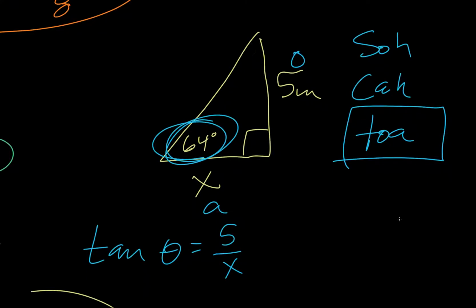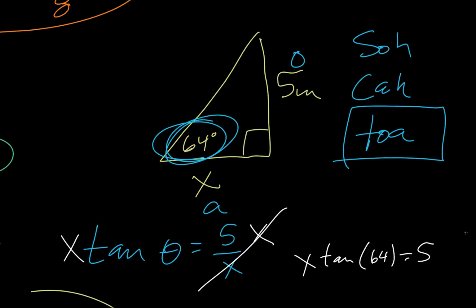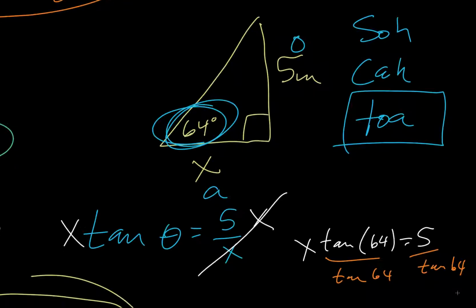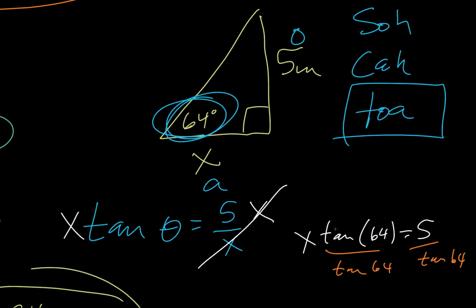Now, there's a couple ways we could approach this. I guess I'll just do it this way. So I'll just multiply both sides by x because we want to clear the fraction. So now we have x tangent theta, which is 64. I should have just plugged in the 64. Oh well. And now we have x times something, so we want to get rid of the tangent. These cancel. So we have x equals 5 over tangent 64.